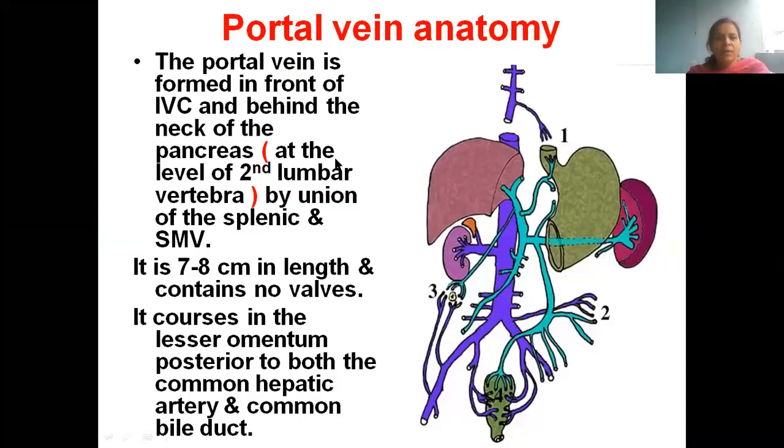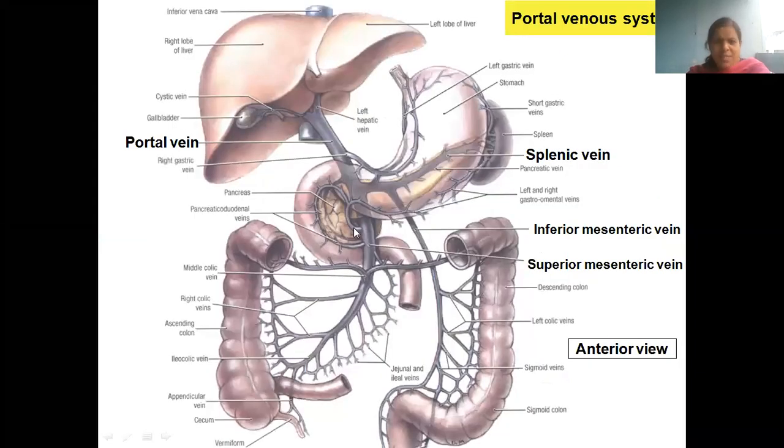Okay, portal vein. How is this portal vein formed? Let us see. First of all, the portal vein is formed by the combination where the splenic vein is joining with the superior mesenteric vein. So both these veins will join to form the portal vein. We know this portal vein will enter into the liver, and finally you will see it will have so many ramifications, and the venous blood from the portal vein will drain into the inferior vena cava.